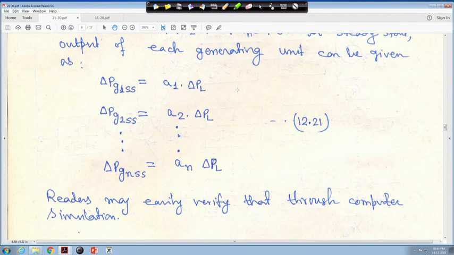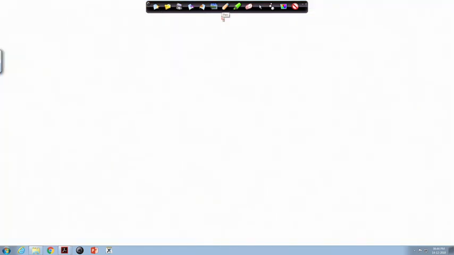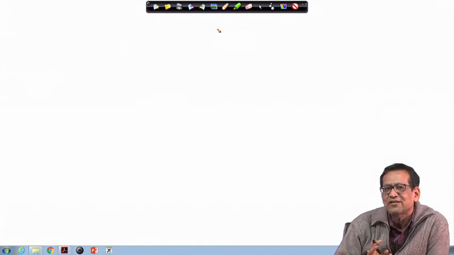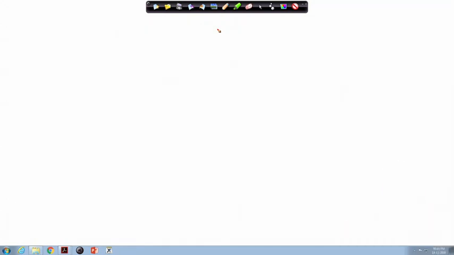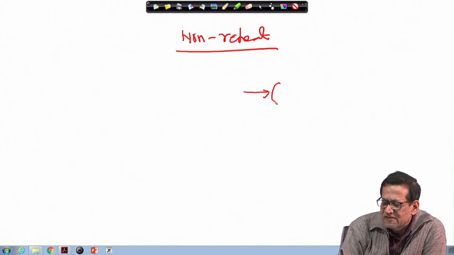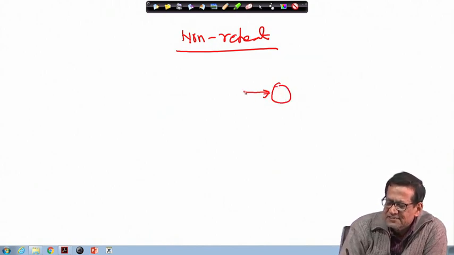Another point is regarding the integral control action. First we will see the isolated area, because it is not there in this note. I will first draw the block diagram only for the non-reheat type turbine, such that our analysis will be easier. If you understand this, it can be applicable to other systems also. So, let me draw the block diagram somewhere here.